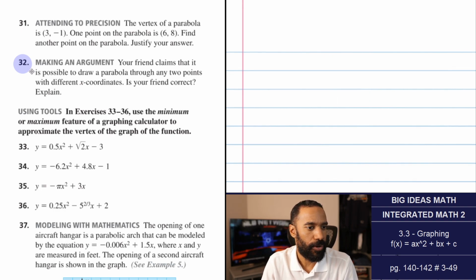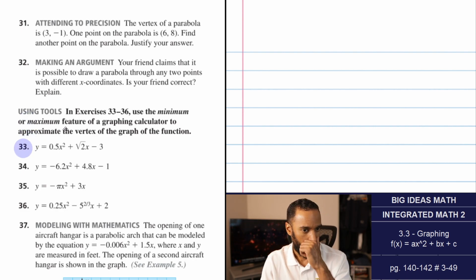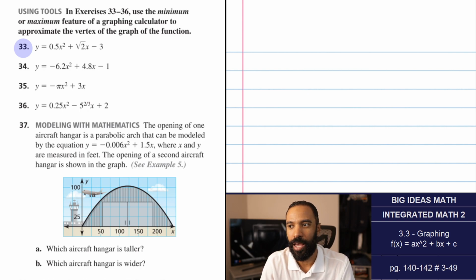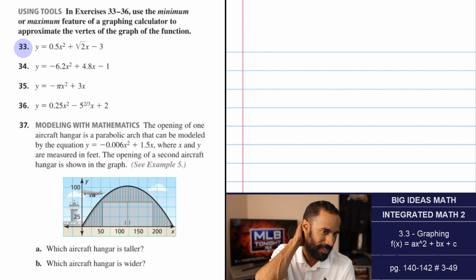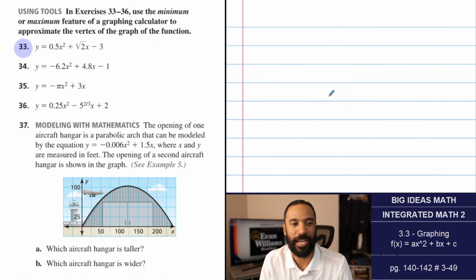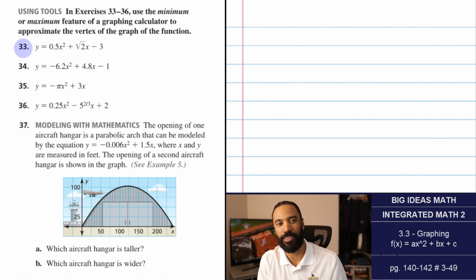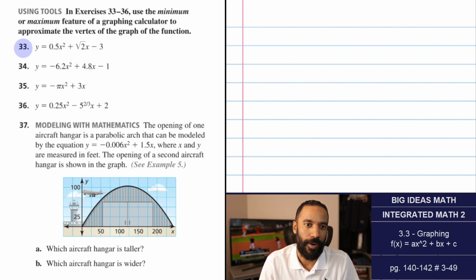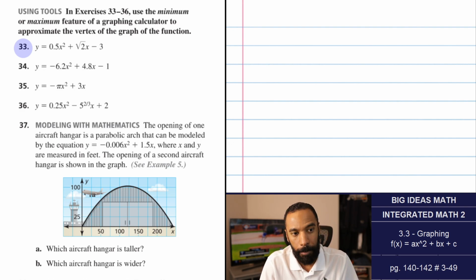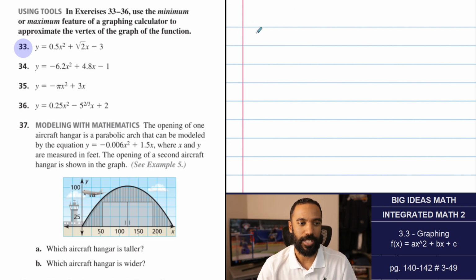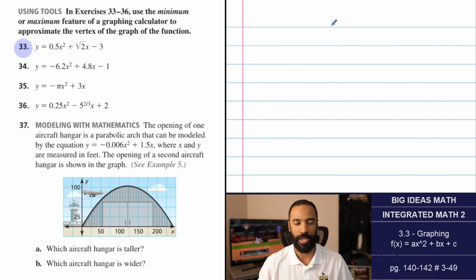Okay, numbers 33 to 34. Okay, so this one you're kind of required, well, sort of. You can calculate this, well, I can calculate this. Use the minimum or maximum feature of a graphing calculator to approximate the vertex of the graph of the function. Yeah, I'm going to go ahead and let the calculator help me here. I guess your teacher wouldn't give you these ones if it wasn't there. But if you wanted to, you could still say it's the negative b over 2a stuff and just make sure you have some rounding bits.